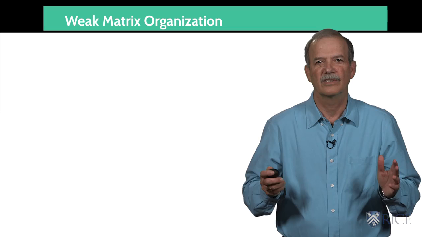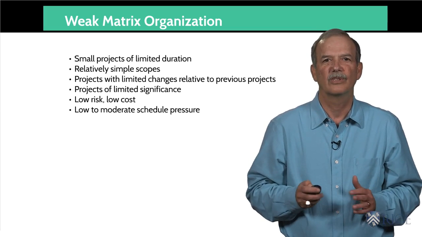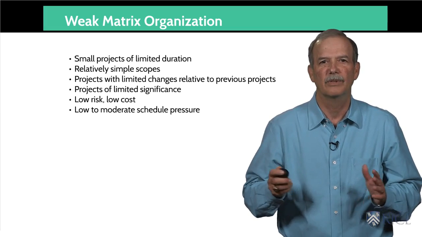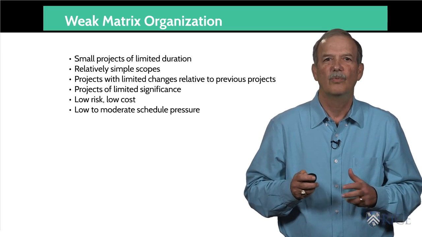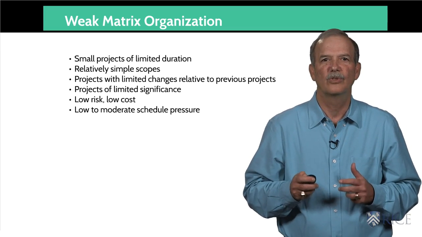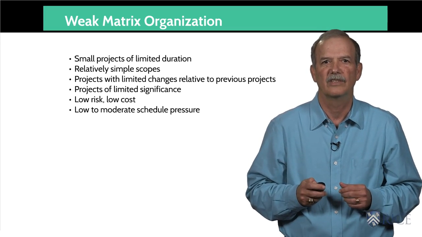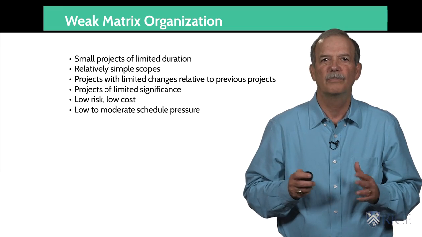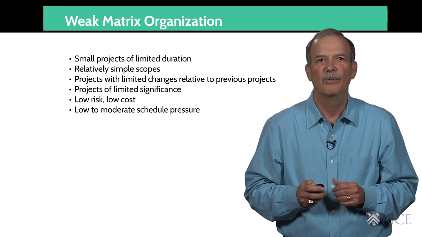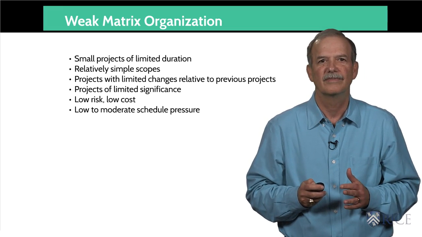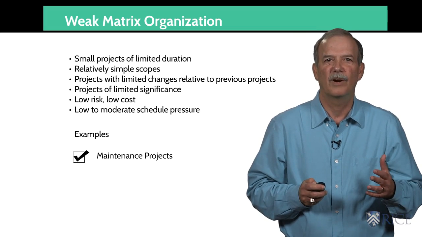The weak matrix organization. Projects executed in a weak matrix organization tend to be small projects of limited duration. They tend to be relatively simple with few changes in execution approach or scope relative to projects typically undertaken by the organization. Like the functional-based projects, they tend to be low cost and low risk in nature with moderate schedule pressure. Example projects might include maintenance projects.